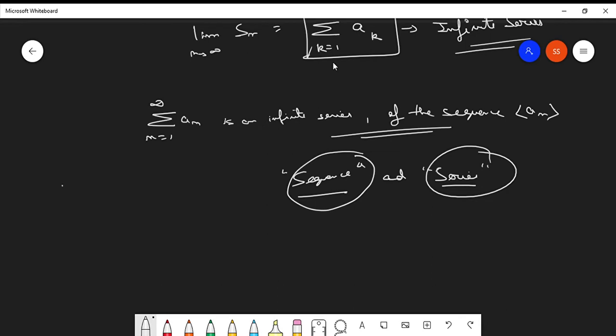Or further you can say it like this. Suppose you have an infinite sequence a1, a2 till a_n, and it continues till infinity. If you add all of the elements of this particular sequence, then what you get is an infinite series. Okay, clear?